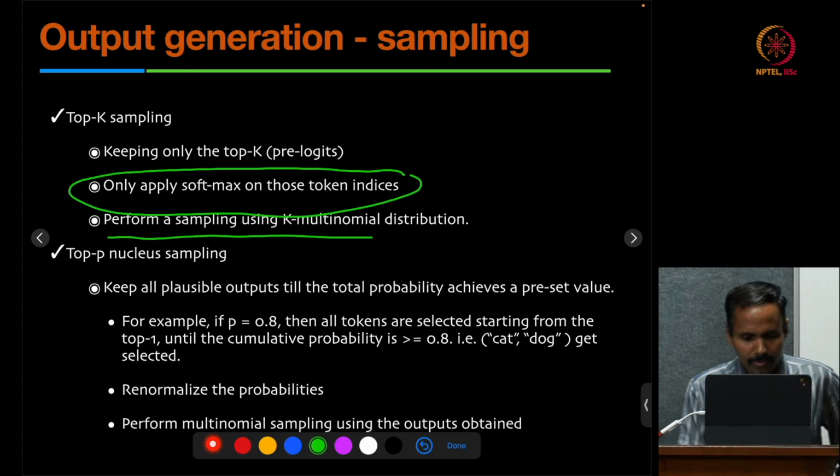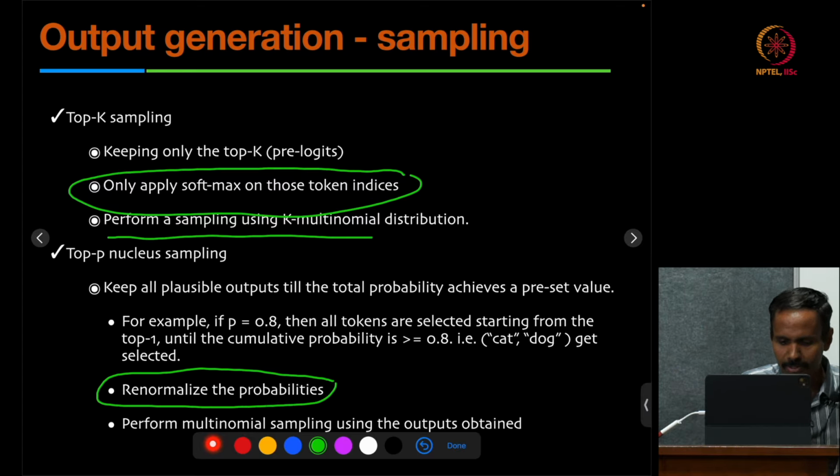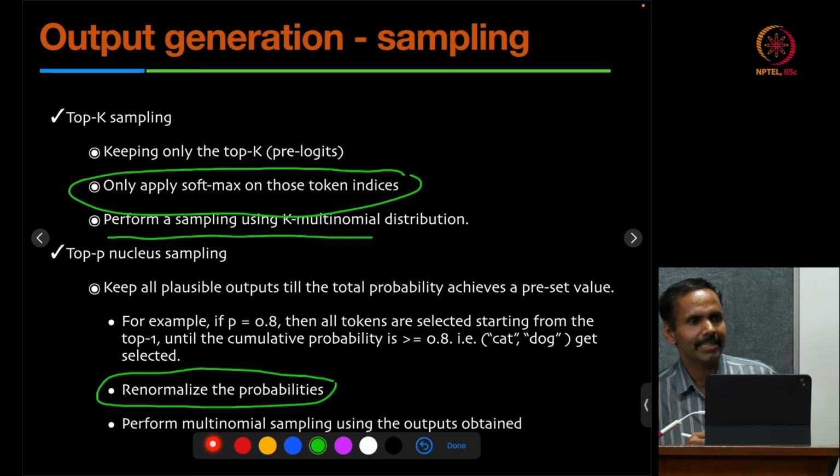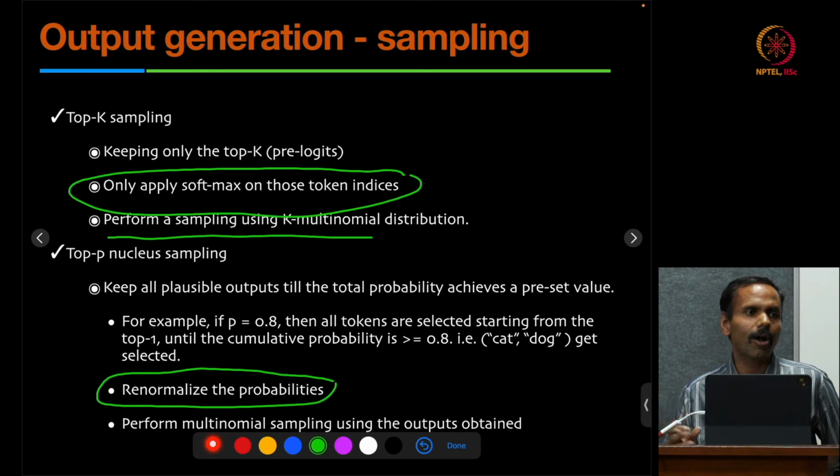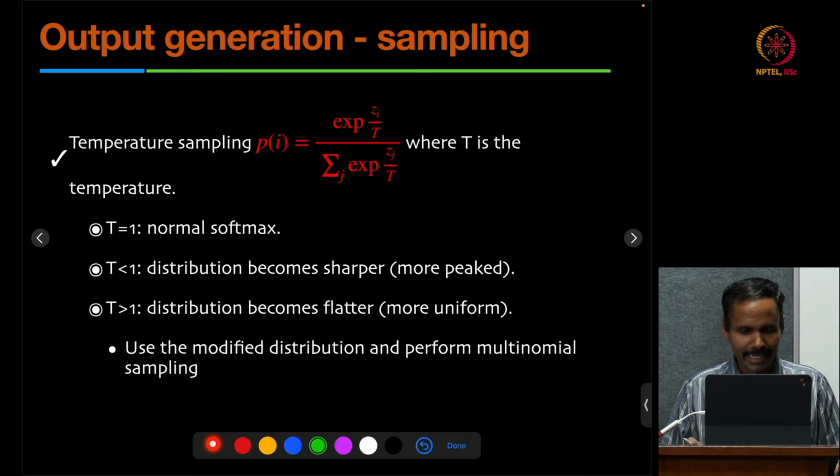Okay, so after you get this, you can renormalize it again. So if you keep 0.8, you got the top 2, you renormalize it, and now you sample from only those. Right? Hope everybody is on board with the sampling strategy.